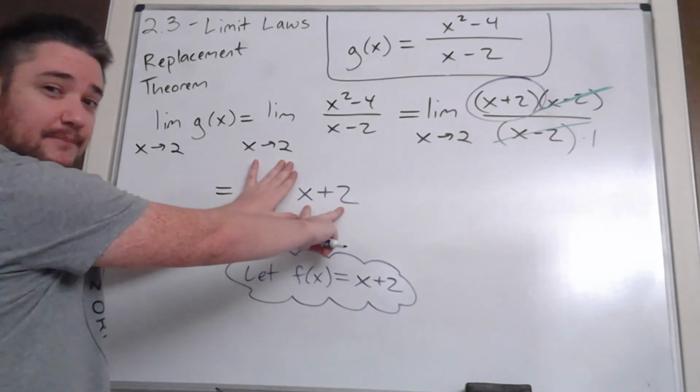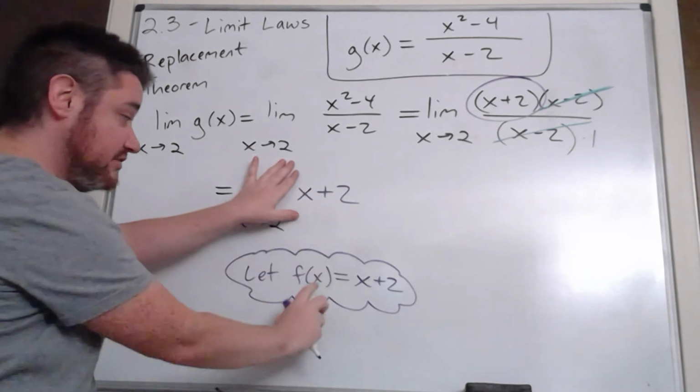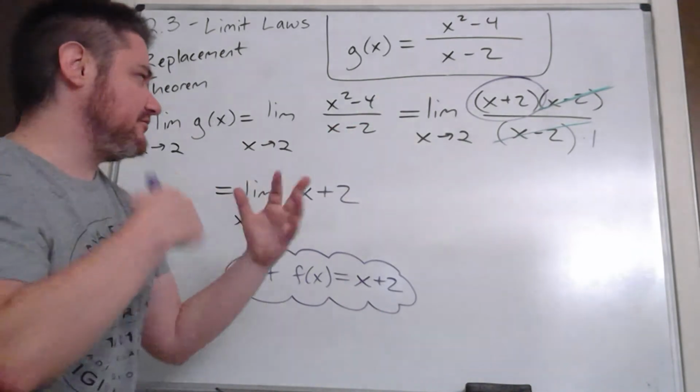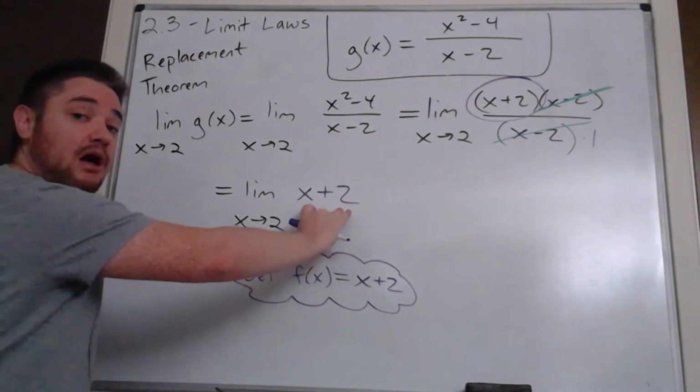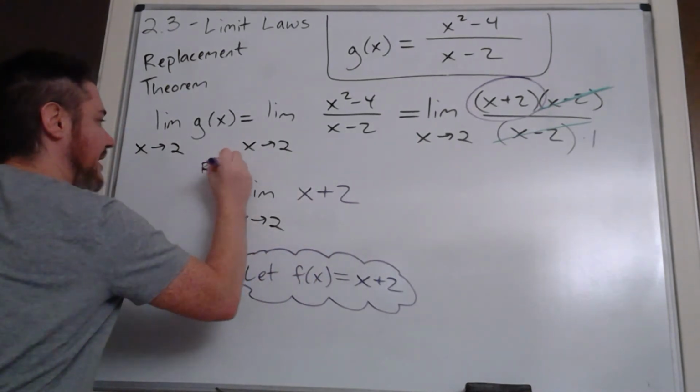This is just a polynomial, the equation of a line, and so the domain of this new function f is all real numbers. So that's where the replacement comes from. I replaced this complicated function that has a hole with a nice line, just a straight line that has no hole. And again, most teachers probably won't ask you to do this.